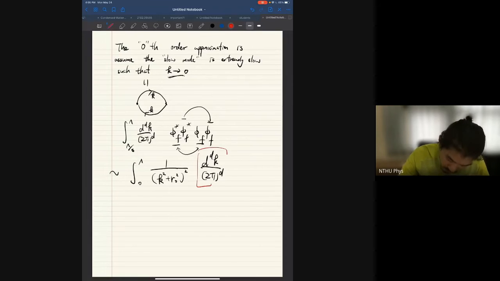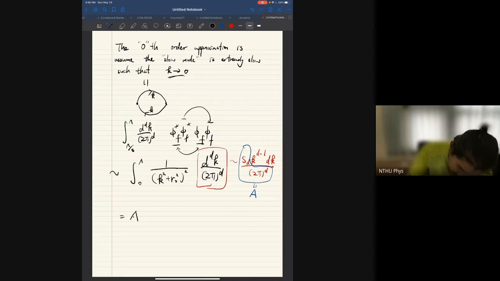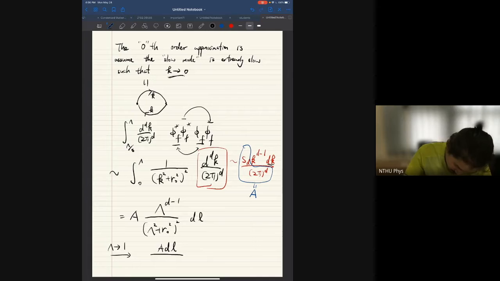Suppose in a spherically symmetric case, which is our case, we can replace this d-dimensional integral with a surface integral, and then define this part. Sorry, this is d minus 1. And then define this part as A, okay? So this is nothing but A, and then this becomes a small integral you can do, where you just replace k by lambda. So it will be lambda to the d minus 1, over lambda square plus r naught square, d lambda. Okay, and then we take lambda to 1 as we did for our analysis. So this is the zeroth order term we can get.